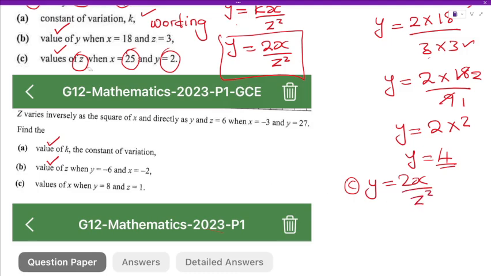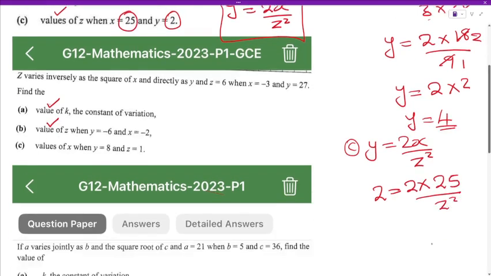We're trying to find the value of Z. So x and y have been assigned values. Y is 2, so where there is y, I'll put a 2, which is equal to 2 times x, which has been assigned the value of 25, so I'll say 25 over z squared. We're trying to find the value of z squared.